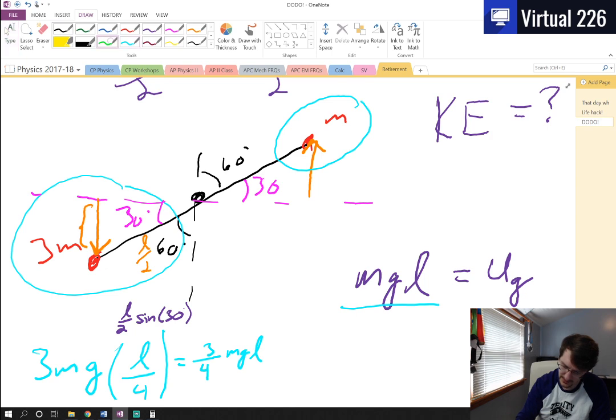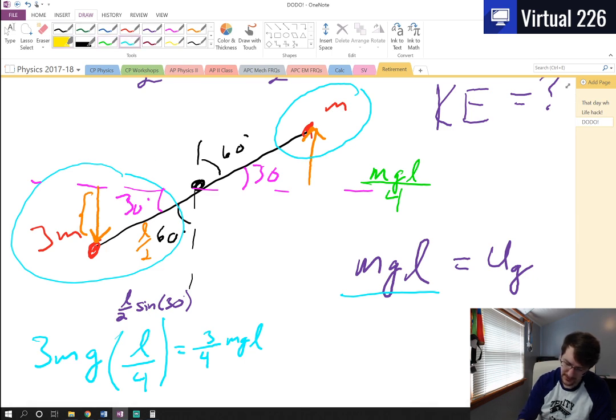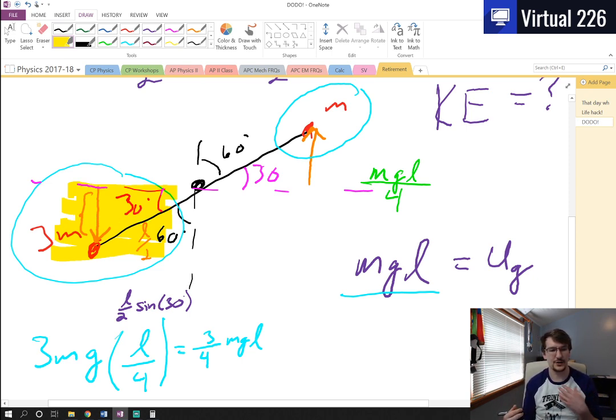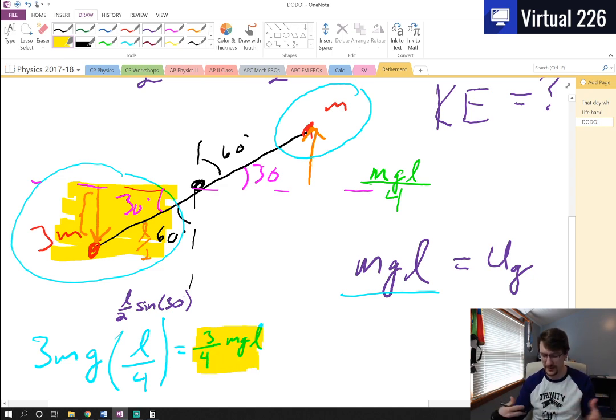Okay. At the same time, this has been raised up some distance. If we take a look at this object, its mass is m, and the potential energy it gained is m, g, and then sine of 30 once again of L over 2, which gives us an L over 4. We are losing potential on the left side. So because we're losing potential, we're gaining kinetic energy. So this object has lost 3/4 mgl, but that means it's gained that much kinetic energy. At the same time, it's gained this amount of potential, so it has lost that amount of kinetic energy.